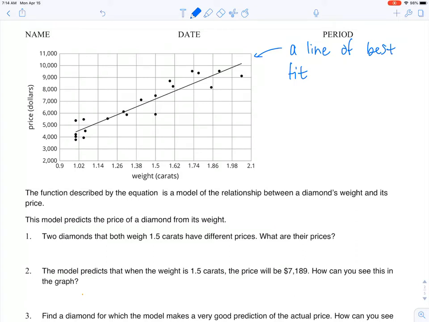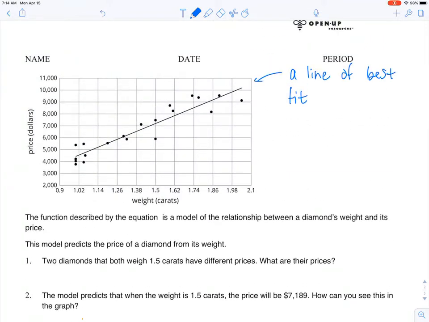Now, I want you guys to go ahead and pause this video and try these next 4 questions based on that scatter plot. Then we'll go over them when you come back.